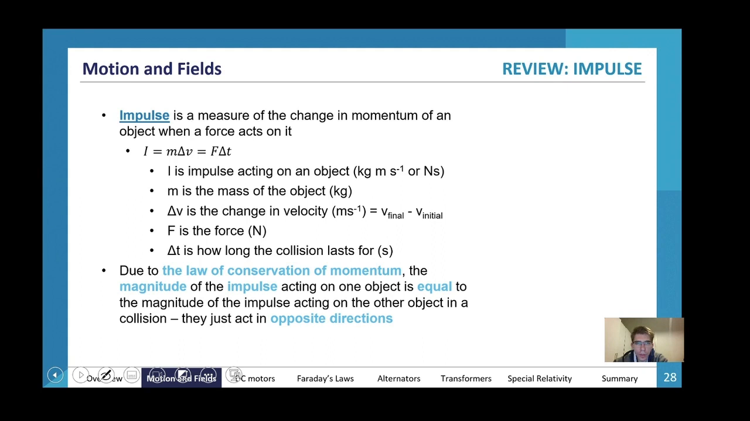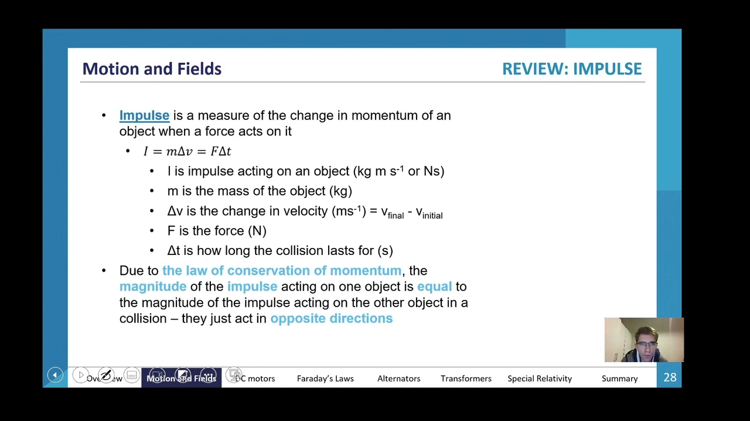Now let's talk about impulse. Impulse is a measure of the change in momentum of an object when a force acts on it. Impulse is equal to mass multiplied by change in velocity, and force multiplied by time. Impulse acting on an object is measured in kilogram meters per second or newton seconds.